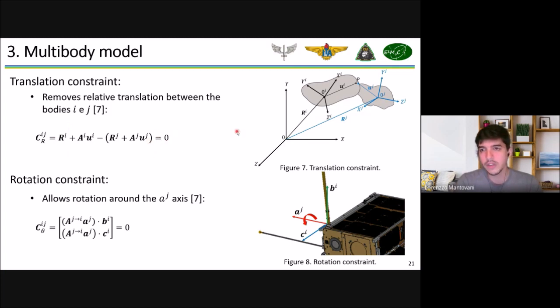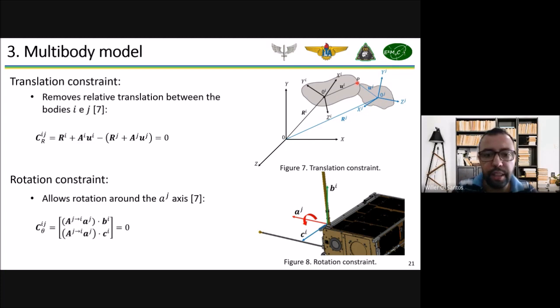Se em algum momento ela não for igual a zero, quer dizer que esse ponto P aqui não tem uma única posição no sistema inercial. E se ele não tem uma única posição no sistema inercial, ele não é comum a esses dois corpos, então tem um problema aí. Ou seja, os dois corpos não vão estar conectados ali naquele ponto. Isso. Essa restrição garante que os dois corpos estão conectados no mesmo ponto, igualando a zero.